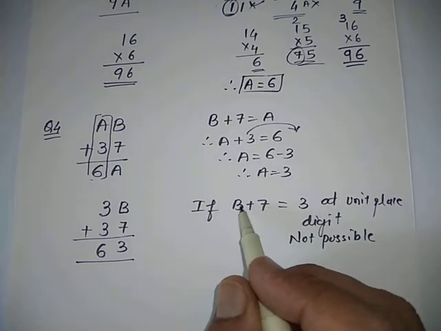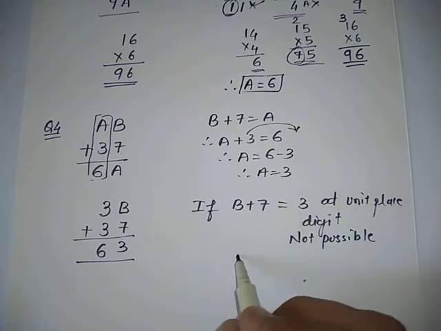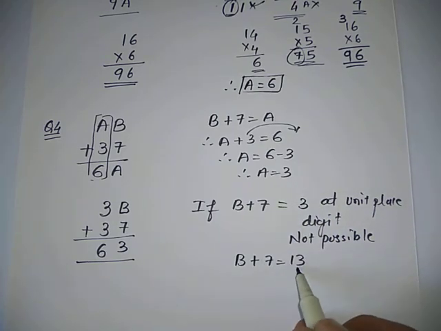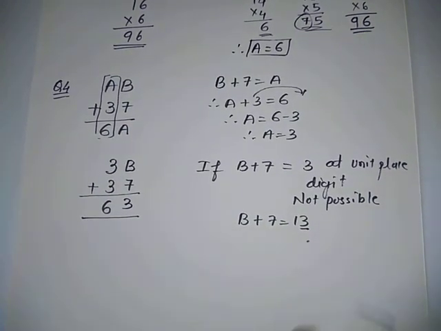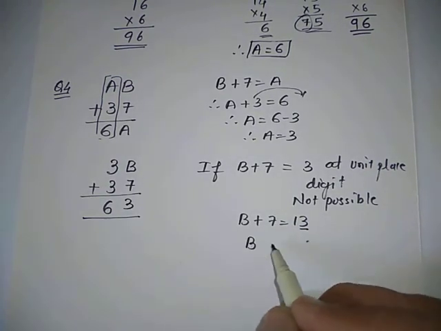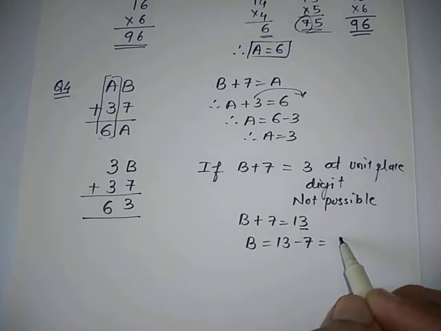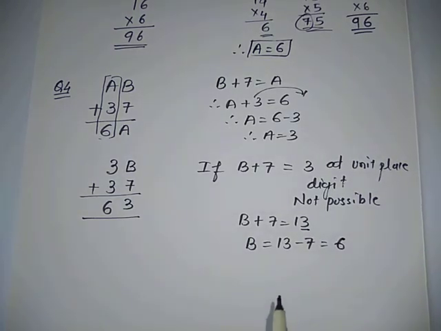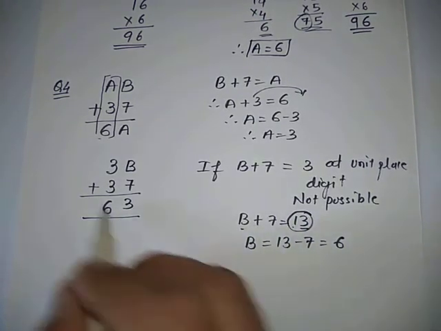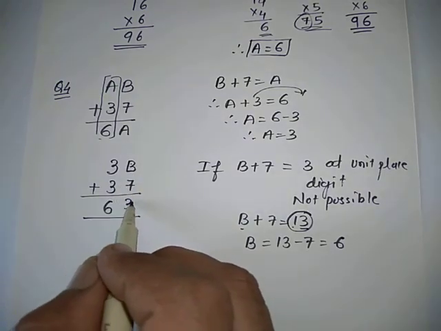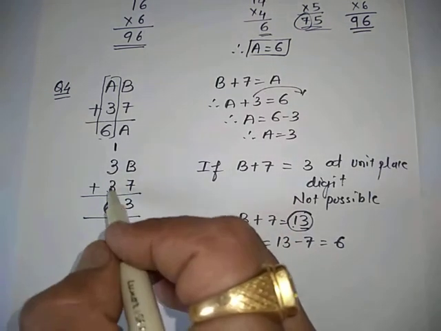So not possible in a one digit number. Okay, because even if I put 0, 0 plus 7 will be 7, which is more than the given number. So I require B plus 7 is equal to 13. Here it is the unit place, a 2 digit number I require. So if I take it, B is equal to 13 minus 7, I am getting 6. If I put B plus 7 as 13, then 3 and the carry over will be 1. It will come, right? Then the value will change.